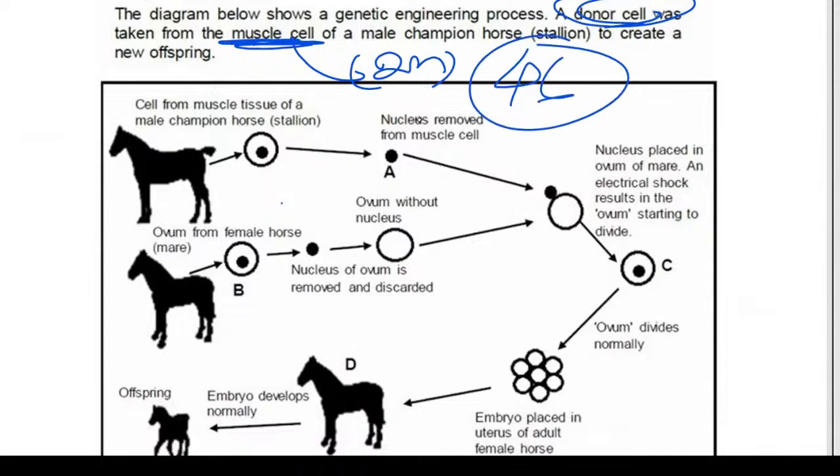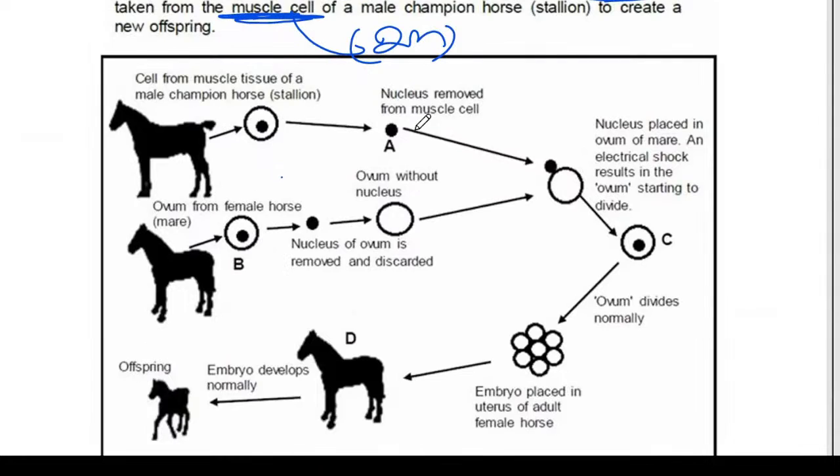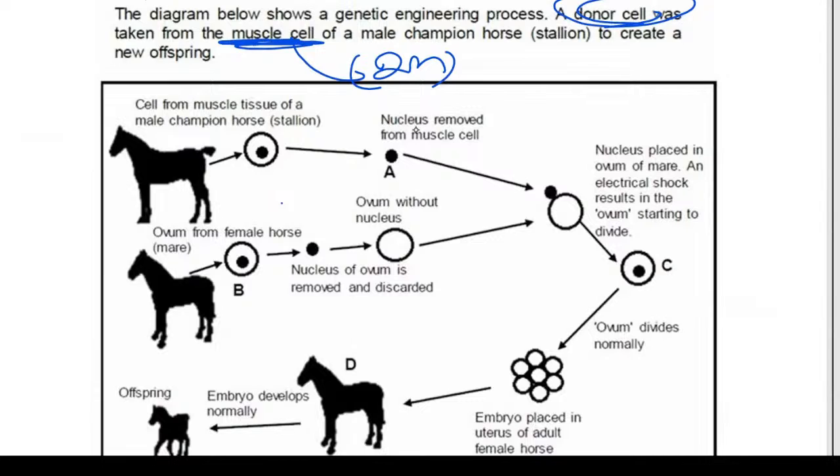This is not a human. It can be 60, it can be anything. So please don't talk about 46 because they have not said this is a human. You're not cloning a human. Okay. The cell is taken from the muscle tissue of a male champion horse, a stallion, to create a new offspring.